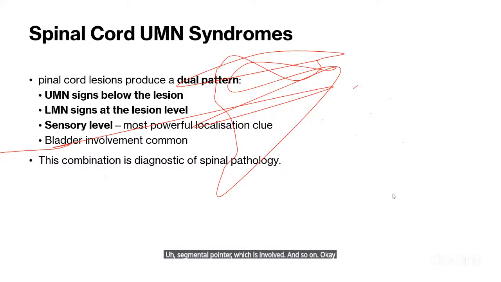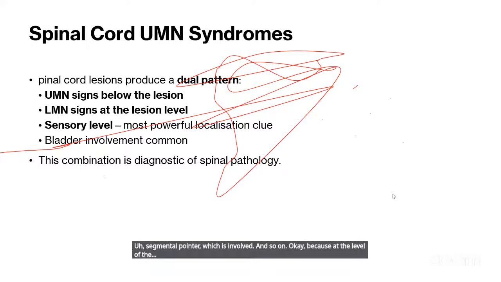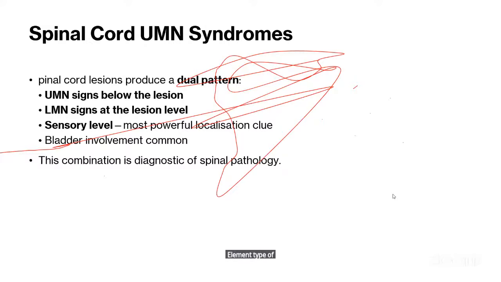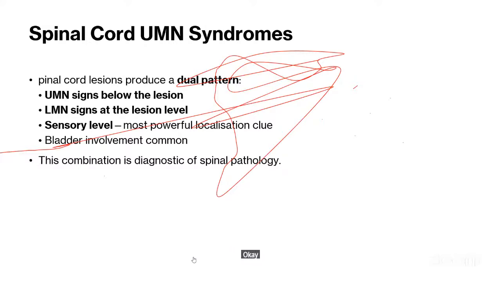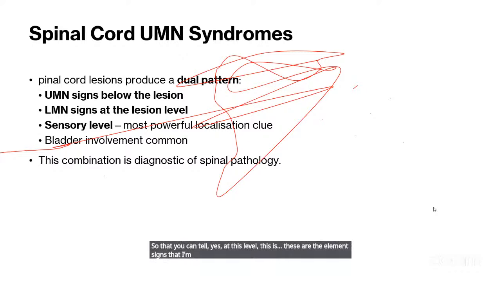Because at the level of the lesion there will be an LMN type of lesion, and in a UMN also you'll have to categorize. If it is a C5 level, then you will have to tell clinically that at the C5 level there is an LMN type of lesion. So you should know the segmental pointer muscles also, so that you can tell that at this level these are the LMN signs that I'm getting, and above this level these are the signs that are favoring a UMN lesion.